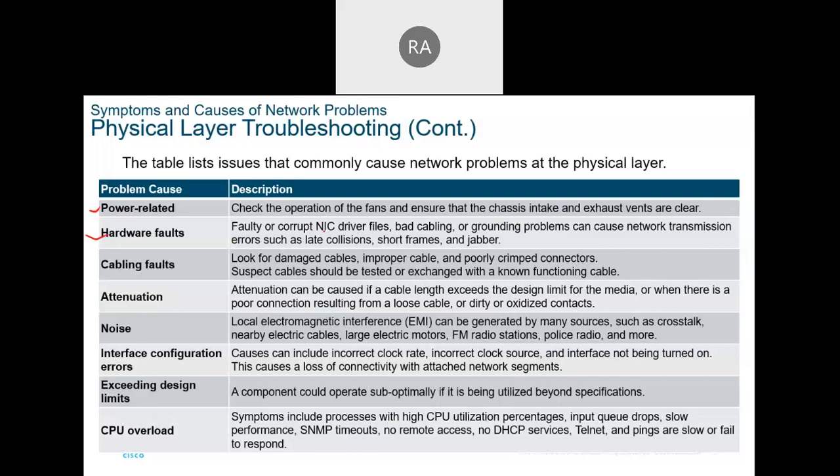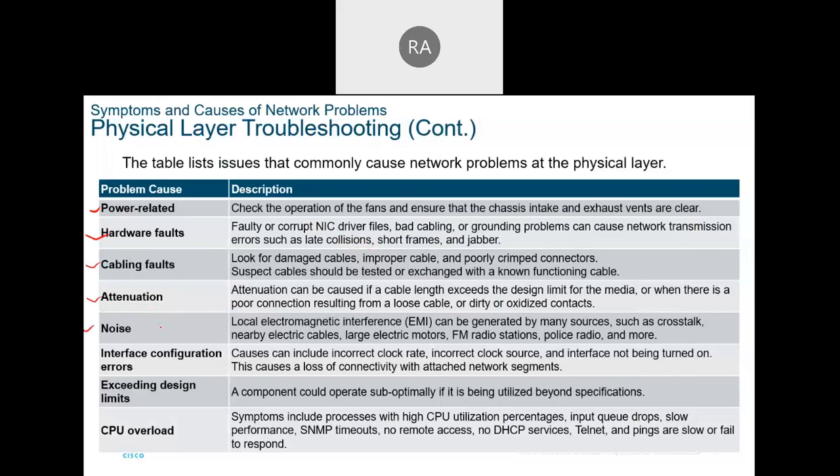Hardware fault. Faulty or corrupt NIC drivers, bad cabling, or grounding problems can cause network transmission errors, such as late collision, short frame, and jabbers. So what we're talking about, maybe it's just somebody's computer you are trying to troubleshoot. I'm not browsing, everybody is browsing, and their network is very fast. Mine is not fast. It could be a network card problem. Check the drivers. It could be a cable problem. Change the cable. If you're suspecting the cable, plug in another one. Attenuation means the cable probably is too long or is getting tired, and so on and so forth.